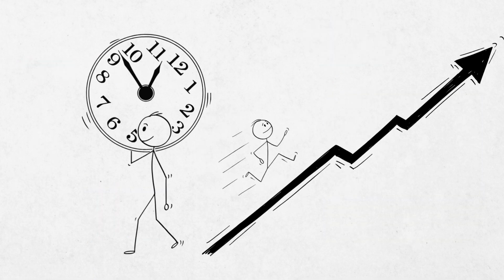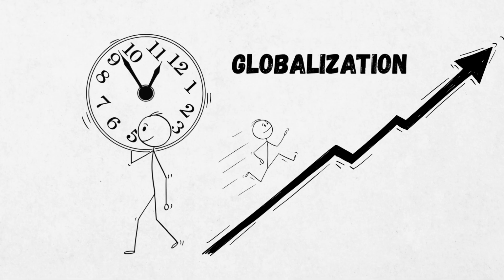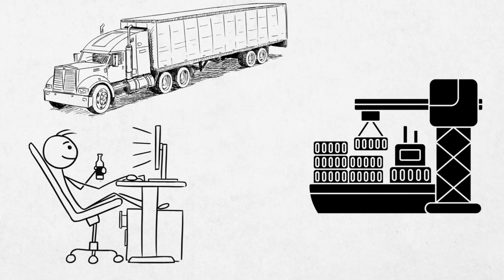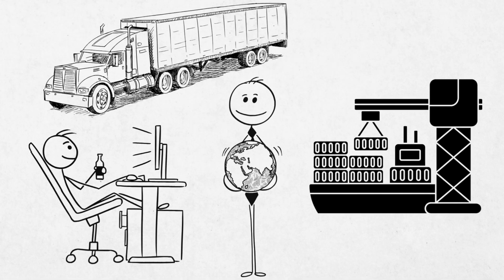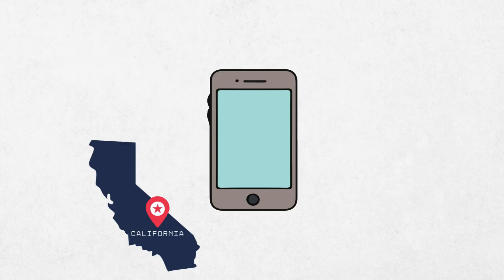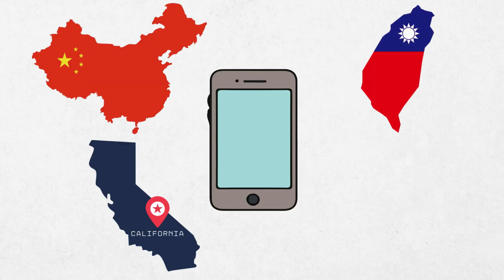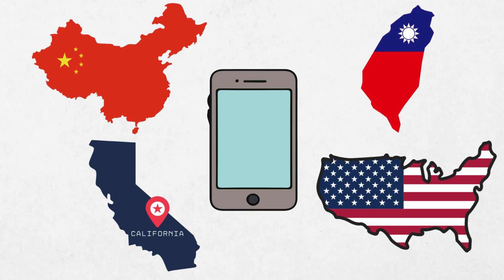Over the past few decades, trade has expanded massively through globalization. Faster shipping, container ports, and the internet allowed companies to spread production across different countries. A product might be designed in California, built with parts from Taiwan, assembled in China, and sold in the United States. But the basic idea hasn't changed.